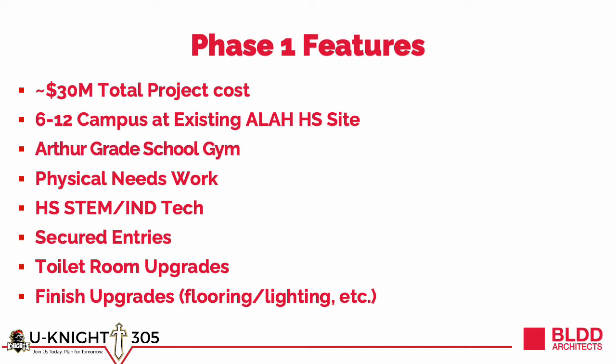A strong consideration of these Phase 1 options was to support the implementation of the new grade level alignment in our progress towards that 6-12 campus. While all work at all buildings cannot be included, a focus on items like those listed here, from secured entries to a gym at Arthur Grade School, and upgrades to physical needs and hands-on learning areas should be prioritized. Now with that, here are Phase 1 options for each of Scenarios 5A and 5C.